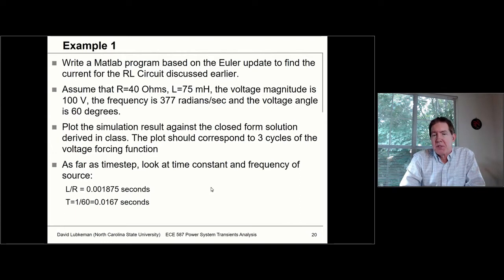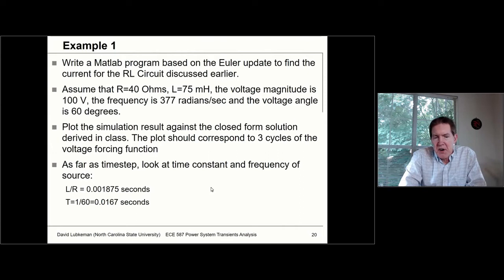And we'll make some assumptions as far as circuit parameters: resistance of 40 ohms, inductance of 75 millihenries, voltage magnitude is 100 volts, so not very large. Frequency 60 hertz, 377 radians per second. I'll put an initial voltage angle on here as well.